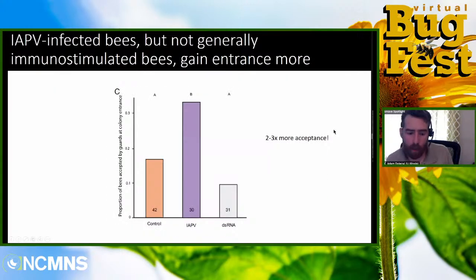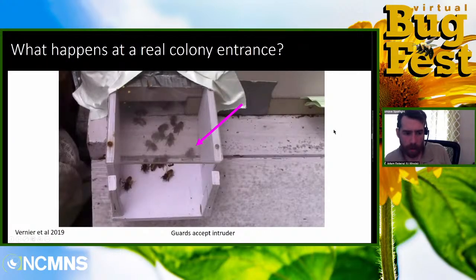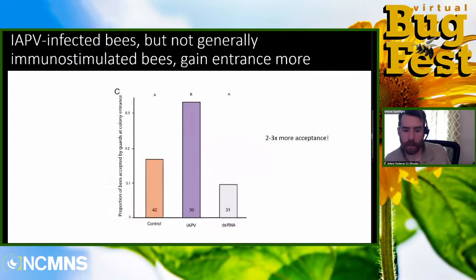So when we do this experiment with our bees, a regular bee, which in this case is a foreign bee from another colony, should get attacked. An infected bee, or a bee with its immune system turned on, again, we see a very dramatic effect. We see that bees who are infected with IAPV are more than twice as likely to get accepted into a foreign colony. Most of the bees that we put in front of a foreign colony get attacked, a little more than 80% of them.